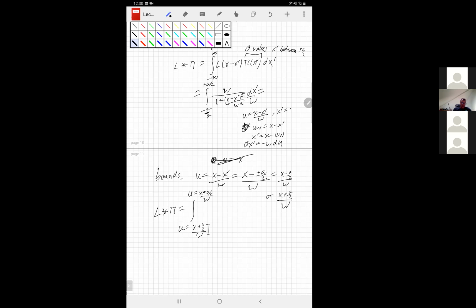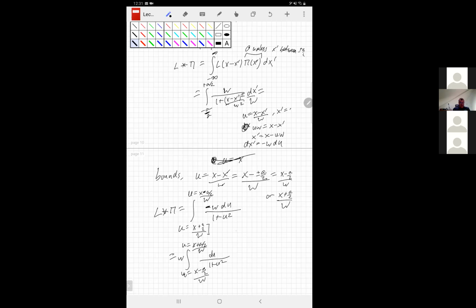So this is correct. And then dx prime is minus W du, so we've got a minus sign here. We've got these limits of integration. We can flip our limits of integration and get rid of the minus sign. So we get the integral from u equals (x minus a over 2) divided by W to u equals (x plus a over 2) divided by W. There's a W here, du over 1 plus u squared.